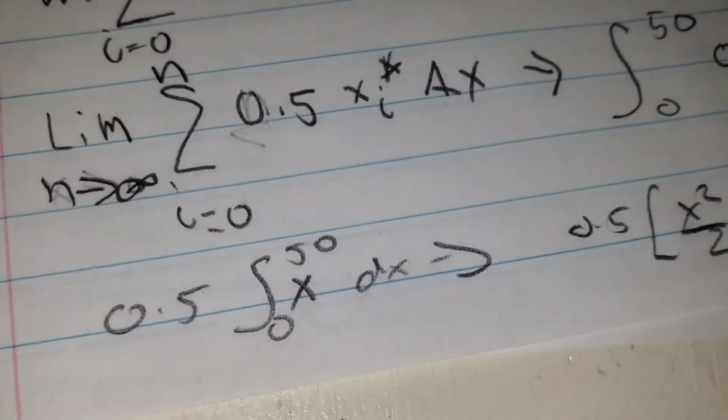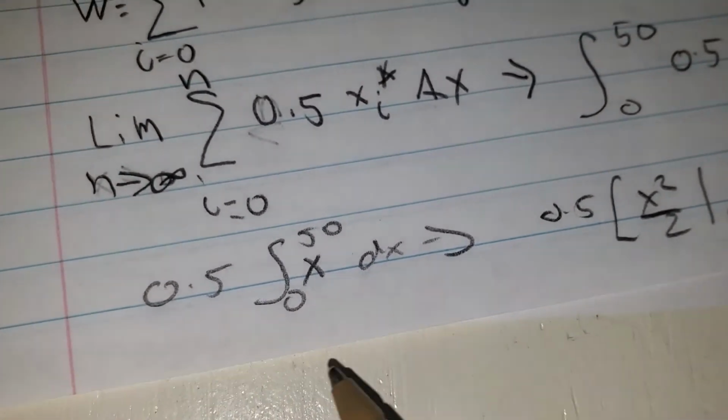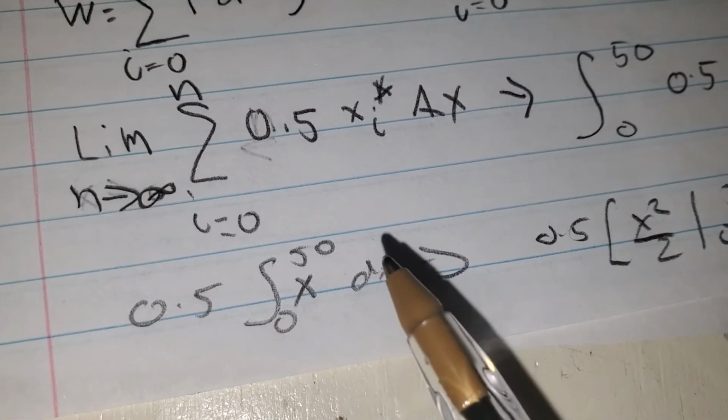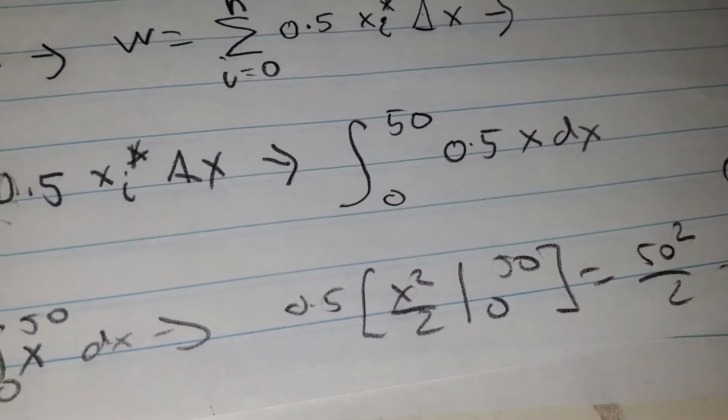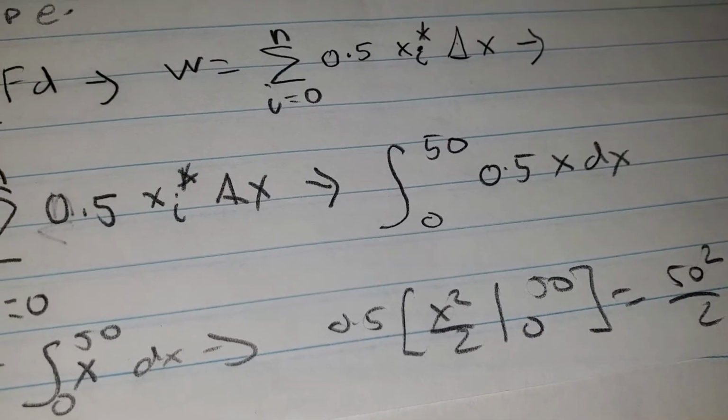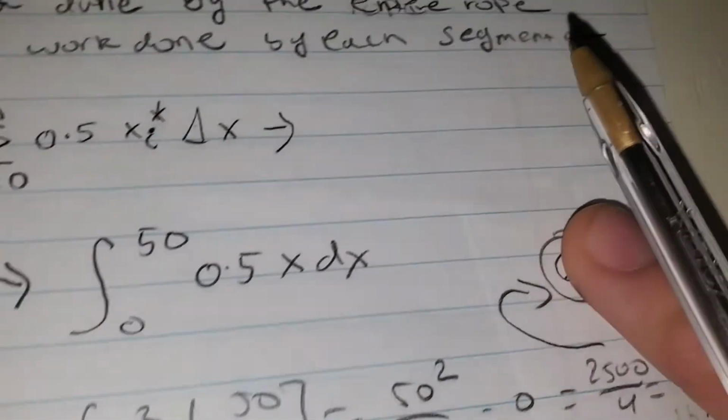All right, so pulling out the constants, we get 0.5 times the integral from 0 to 50 of x dx, giving us 0.5 times x squared over 2, evaluated from 0 to 50.